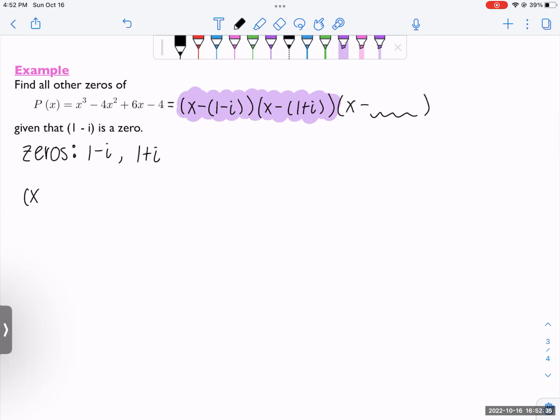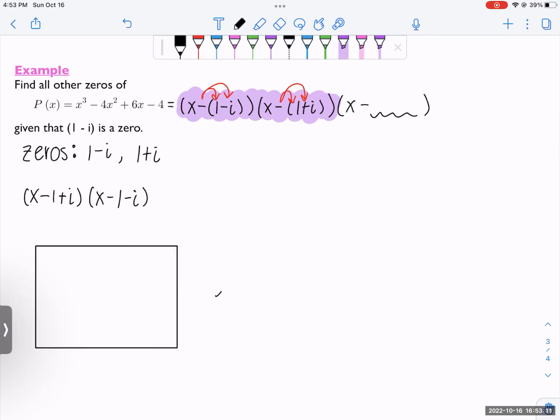So let's put it down here. Distributing the negatives. We have x minus 1 plus i times x minus 1 minus i. Okay, I'm going messy this time. I don't have patience.